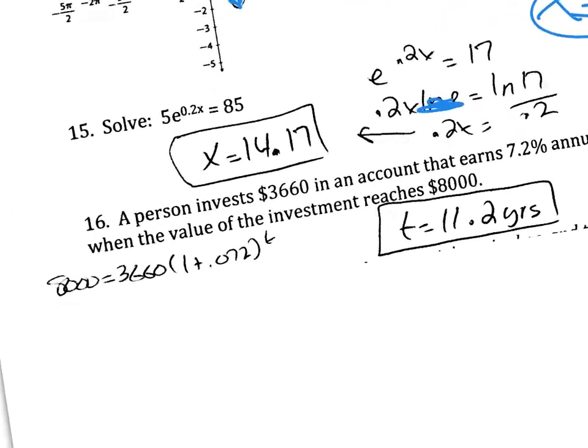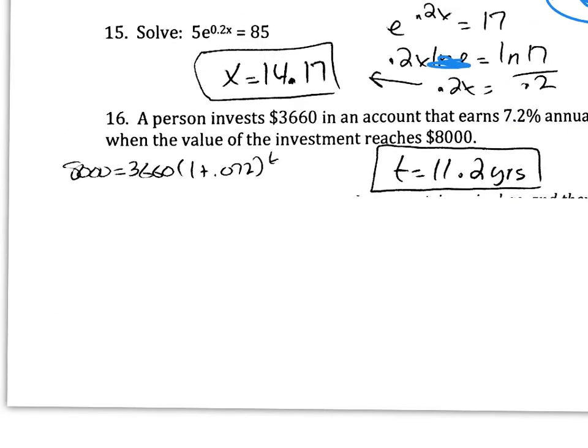16 is an interest problem. You should be getting good at these by now. Final amount over here, initial amount there, parentheses there. What I did first, I didn't show work here. I mean, I should have done that. I divided that into 8,000, and that's going to go 2 point something. I don't know what it is. Over here, I have 1.072 to the t power.